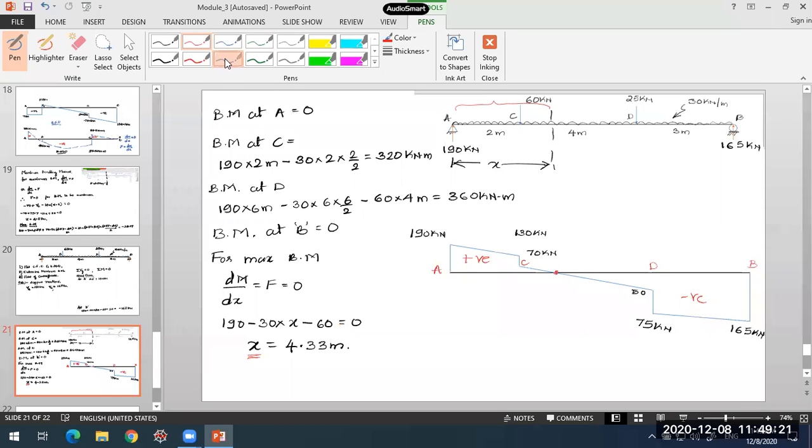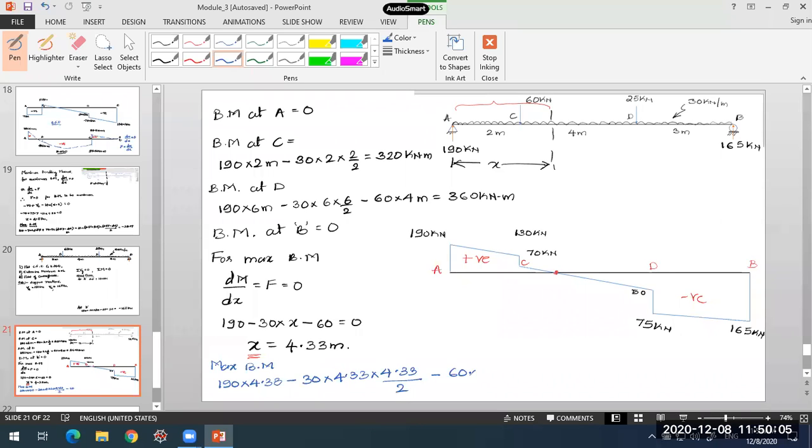Now we came to know where shear force is 0. At that point, our bending moment will be maximum. So what is the maximum bending moment? You'll have to use this value of x and find the bending moment at that point. So it will be 190 into 4.33, clockwise, minus due to UDL 30 into 4.33 into 4.33 divided by 2. This is due to UDL, minus 60.